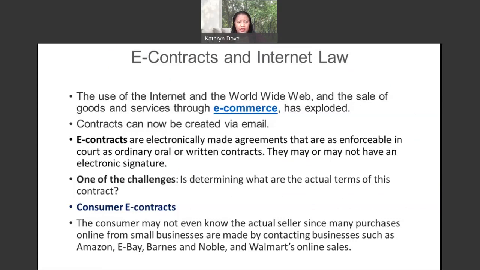E-contracts are electronically made agreements that are enforceable in court as ordinary oral or written contracts. They may or may not have an electronic signature. One of the challenges is determining what the actual terms of the contract are. In a consumer e-contract, the consumer may not know the actual seller, since many purchases online from small businesses are made by contacting businesses such as Amazon, eBay, Barnes and Noble, or Walmart through their online sales.